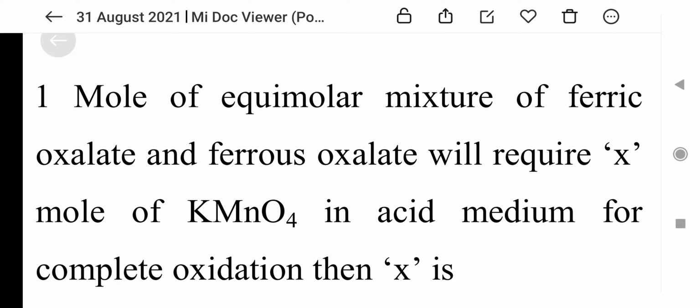In this, which part is getting oxidized by KMnO4? And 1 mole equimolar means half mole ferric oxalate and half mole ferrous oxalate are with you. Let's go for the complete solution.